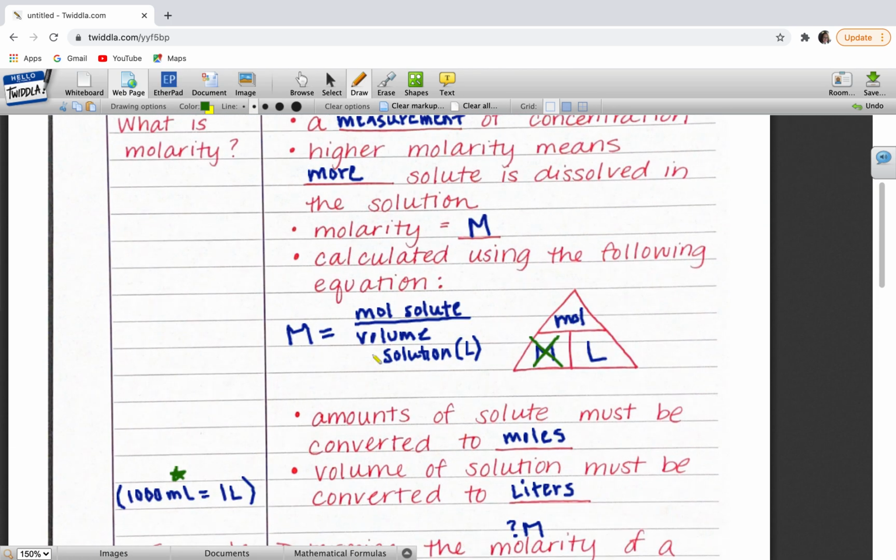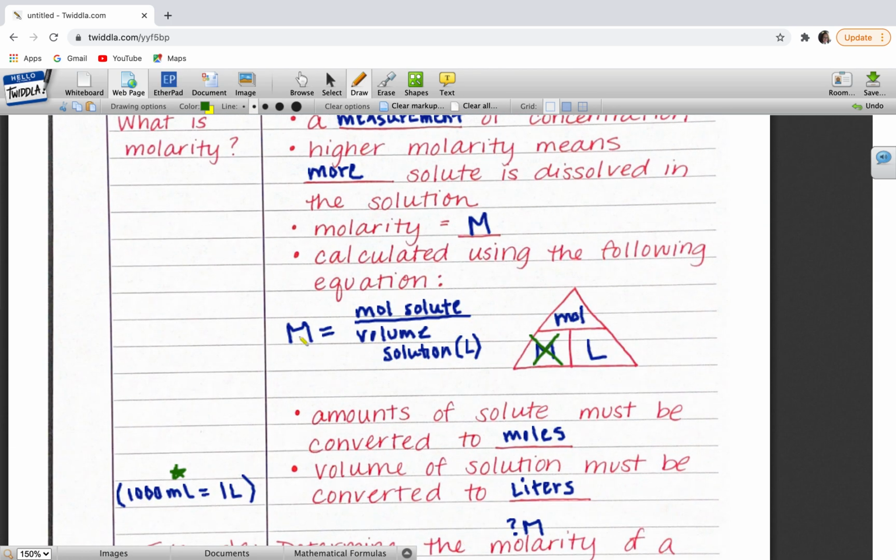So let me go back up to the formula for molarity. If I increase the bottom part of this proportion, if I increase the number of liters, overall that's going to bring the value of this proportion down, right? So by increasing the denominator here, I am decreasing the value overall of molarity.